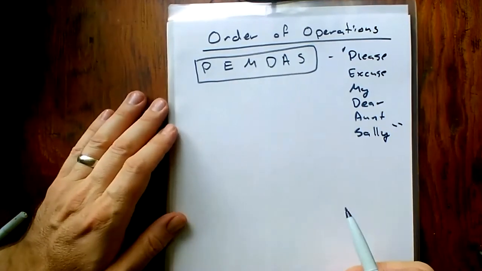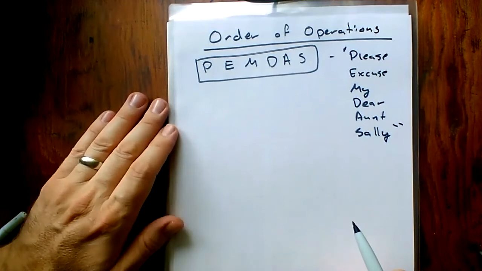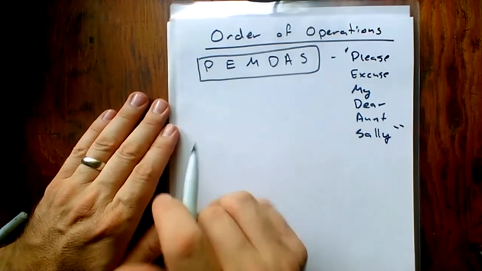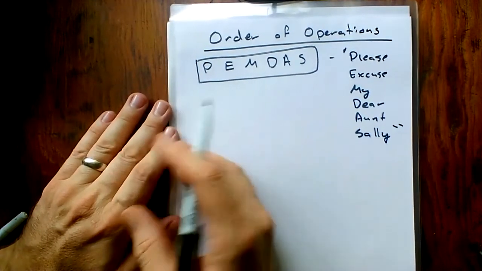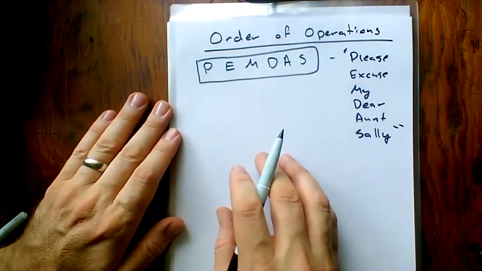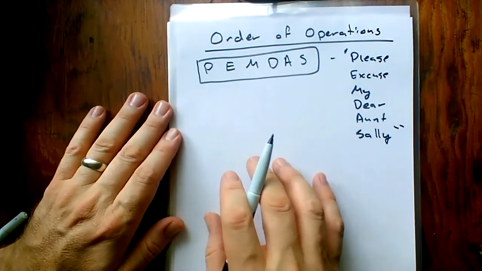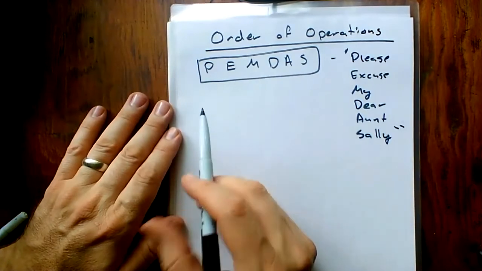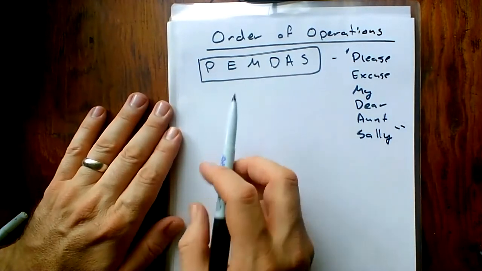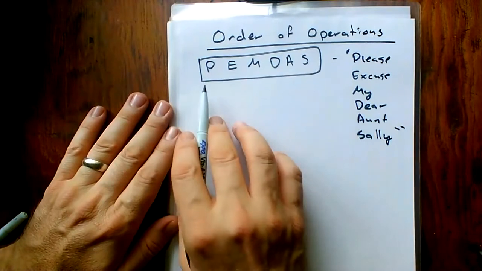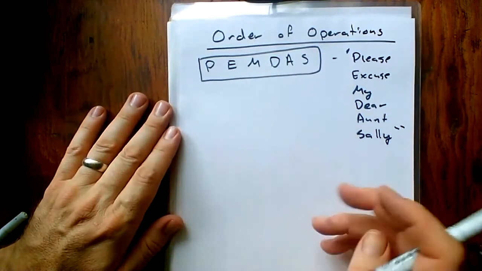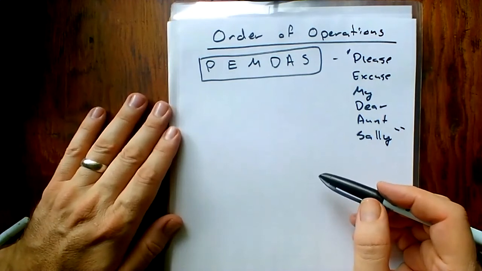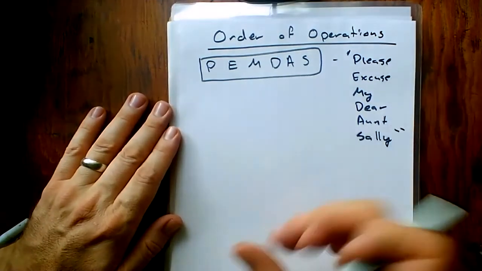Okay, let's talk a little bit about order of operations. With order of operations, we're dealing with essentially the grammar of how to put together an arithmetic expression. The rule we use is called PEMDAS, and of course, this is an acronym. We've got a way of remembering this: please excuse my dear Aunt Sally.